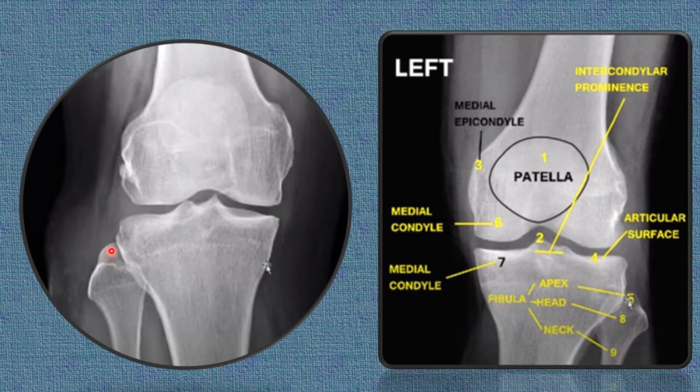Now what is this? This is the apex of the fibula, right? This is posterolateral. This is the superior surface of the fibula. And again in this you can see this is the apex, this is the head, and this is the neck of the fibula. And what is this? Articular surfaces. Medial condyle, lateral condyle, medial condyle, lateral condyle, patella, and medial epicondyle. What is this? Medial epicondyle.